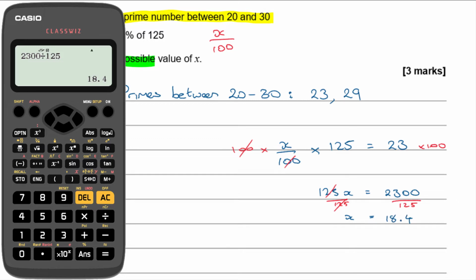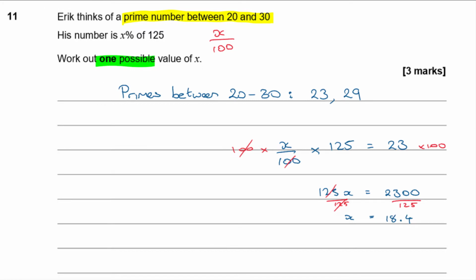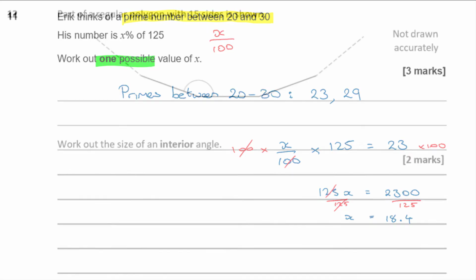It's not 18.4%, it's just 18.4 because x% is what we're using. So x must be 18.4 by itself. Okay, good. Now I could work out for 29 as well, but it only wants one. I found one. I'm done. No point in wasting time. Let's move on.